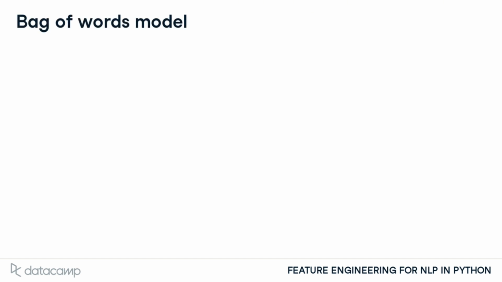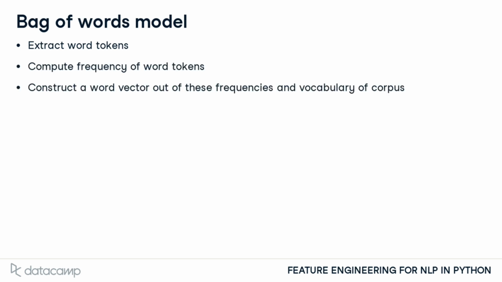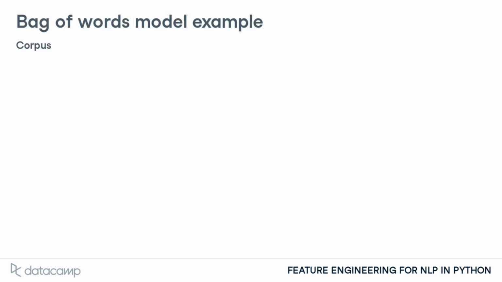The bag of words model is a procedure of extracting word tokens from a text document, henceforth we will refer to this as just document, computing the frequency of these word tokens, and constructing a word vector based on these frequencies and the vocabulary of the entire corpus of documents. This is best explained with the help of an example.